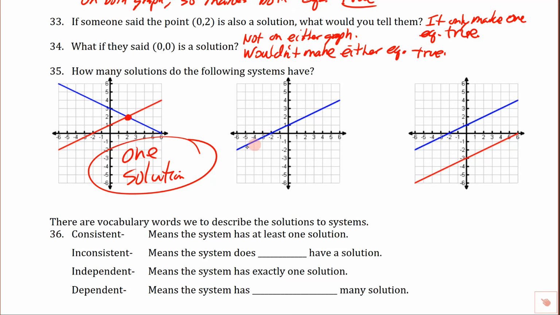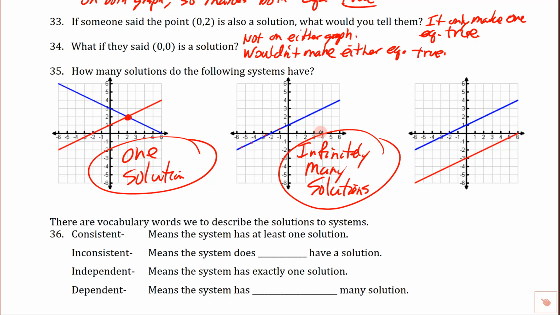Now this one right here, it looks like there's one line, and when I made this, I tried to make this so that it would look a little bit purple. There's actually a blue line right on top of a red line. So if you've got two lines that are right on top of each other, this point would work, that point would work, that point would work, anything in between there, anything on one line would work in the other line. So what we say here is there are infinitely many solutions, because whatever works on one of the equations would work on the other one.